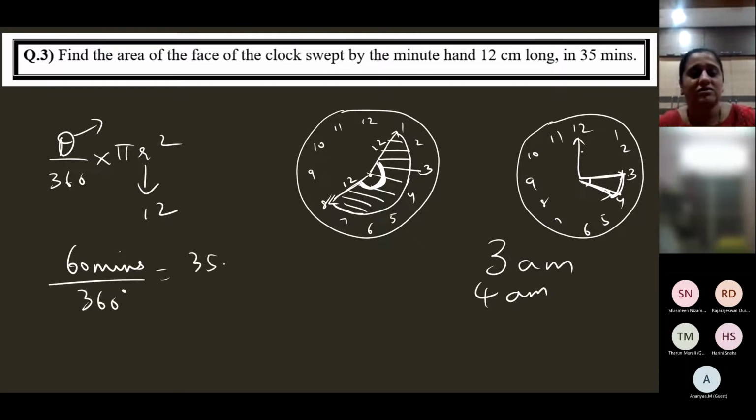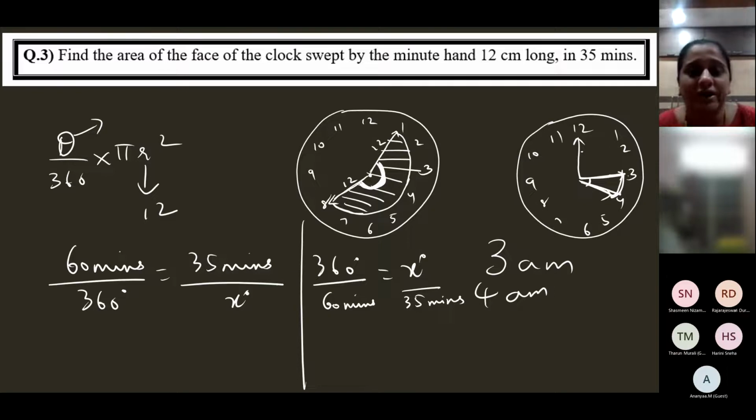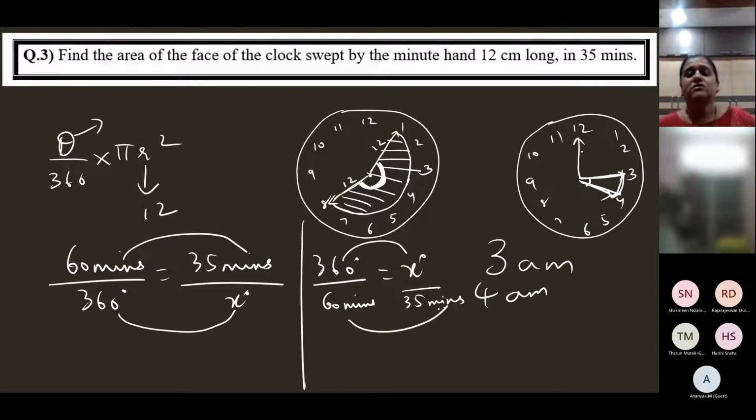35 minutes, how many degrees? You can do it like this, or you can work it like this. To go 360 degrees, it needs 60 minutes. Then how many degrees will it go in 35 minutes? Just make sure that you have the same unit in the numerator and denominator. So it should be minutes, degrees, or degrees, minutes. Now cross multiply and you can get the degree.